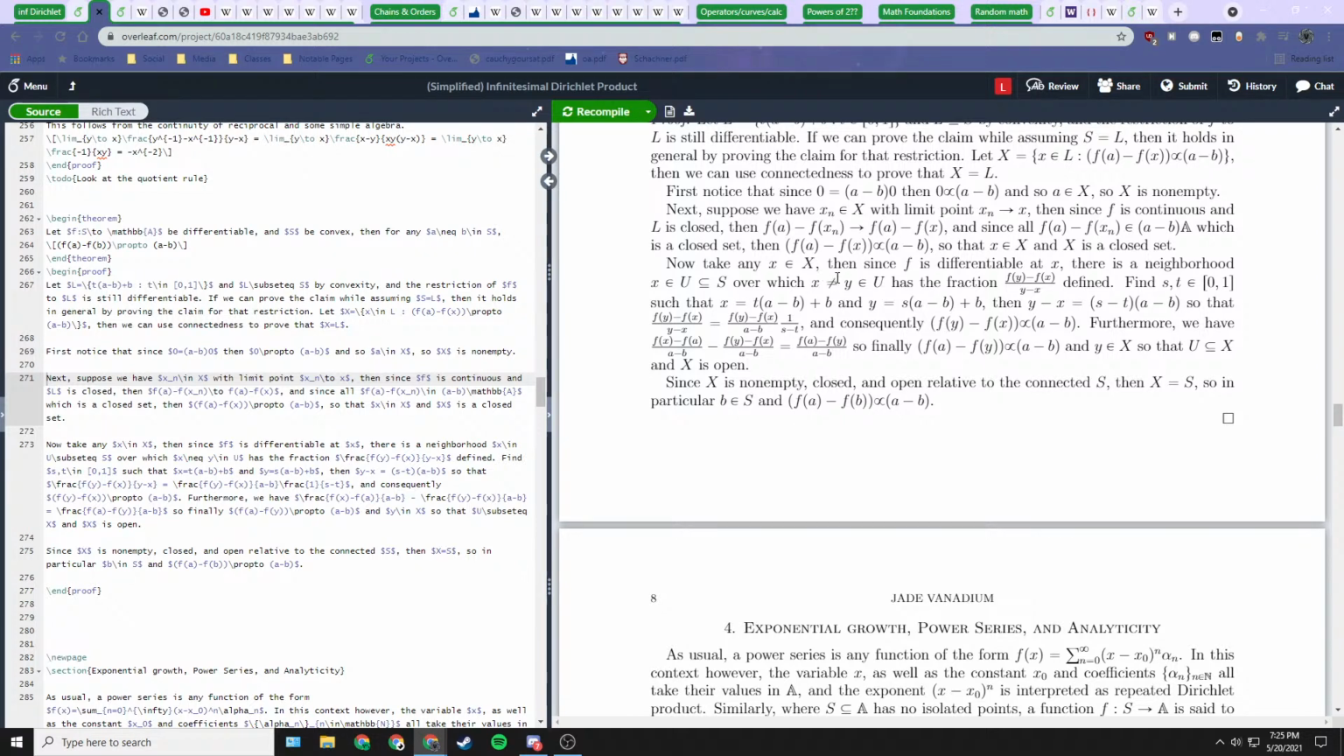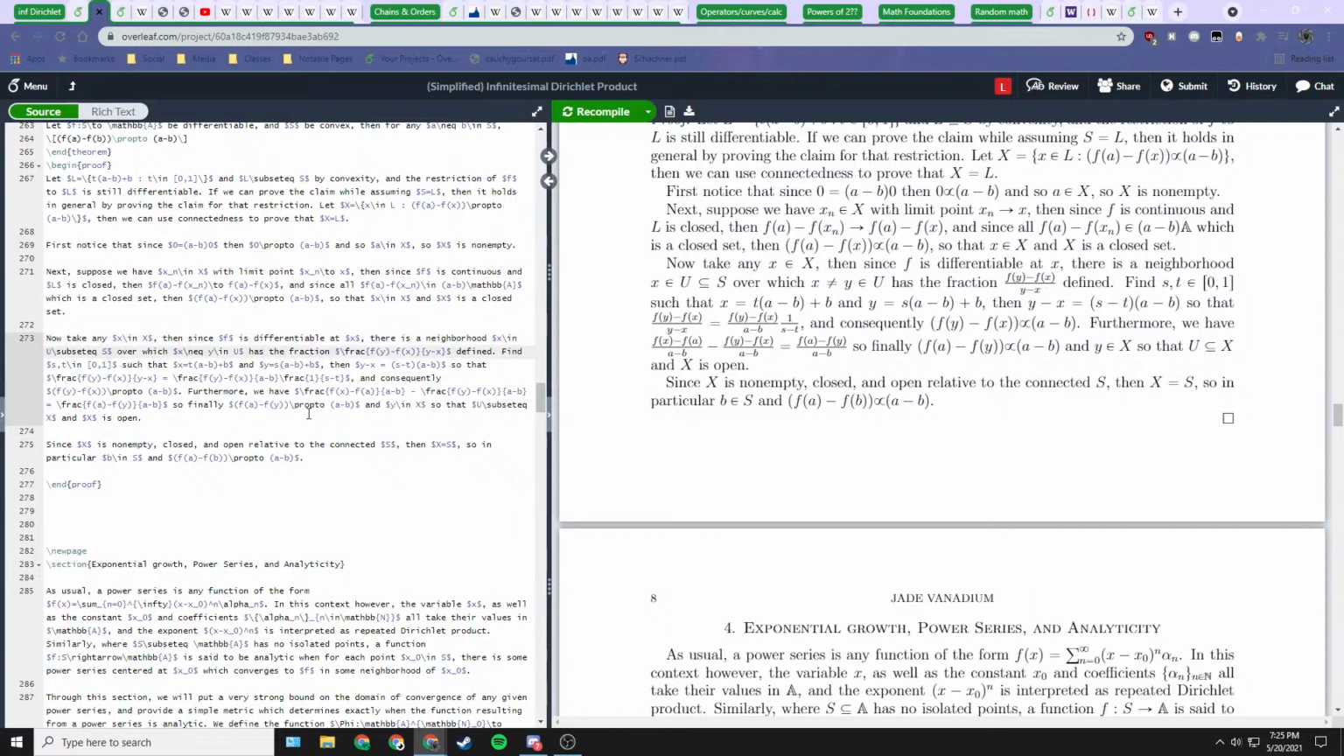Then to prove openness, we say, well, f is differentiable at any point lowercase x inside this space big X. So there's a neighborhood U of x, which is a subset of our domain L, over which any y, which is not equal to x and in U, has this fraction being defined. Because it's differentiable at x, as y approaches x, eventually this difference quotient has to be defined.